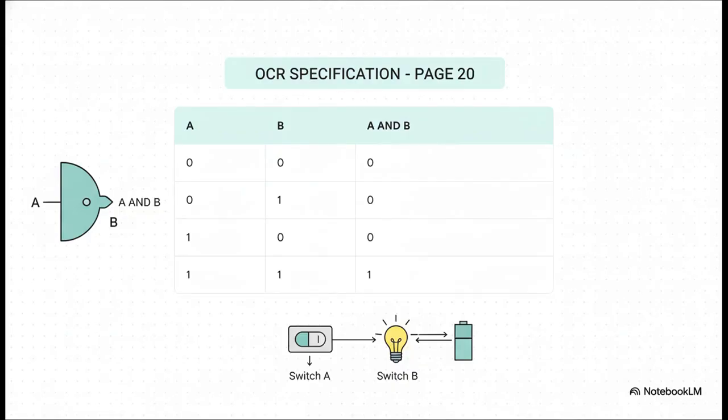And here it is. This is the official symbol and the truth table straight out of your OCR spec. So you'll want to get this memorized. Look at that table. See how the output column is only 1 on that very last row? That's because it's the only time both input A and input B are 1.